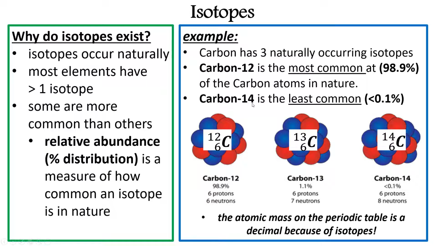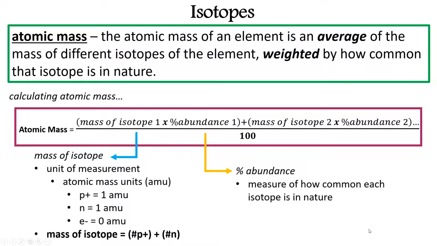So for example, carbon, there are 3 naturally occurring isotopes of carbon. Carbon-12 is your most common at 98.9%. So 98.9% of the carbon atoms in nature are carbon-12. 1.1% carbon-13, and then carbon-14 is your least common at less than 0.1%. So ultimately, these percentages are important for understanding why the atomic mass on the periodic table is a decimal. So we'll go into that next.